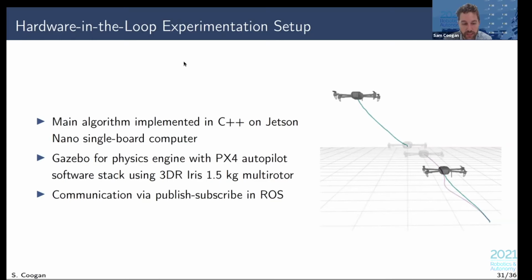So it's a hardware-in-the-loop experiment. We implemented it in C++ on a Jetson Nano single board computer, which would be the type of computer you would actually put on one of these quadrotors. We use Gazebo for the physics engine, with a PX4 autopilot software stack, and for a particular quadrotor, we use this 3DR Iris multi-rotor. We're doing this in Gazebo in the full 3 dimensions for each of the multi-rotors, but our control algorithm is just working in this planar multi-rotor paradigm, and we use ROS for the communication between the controller and Gazebo.